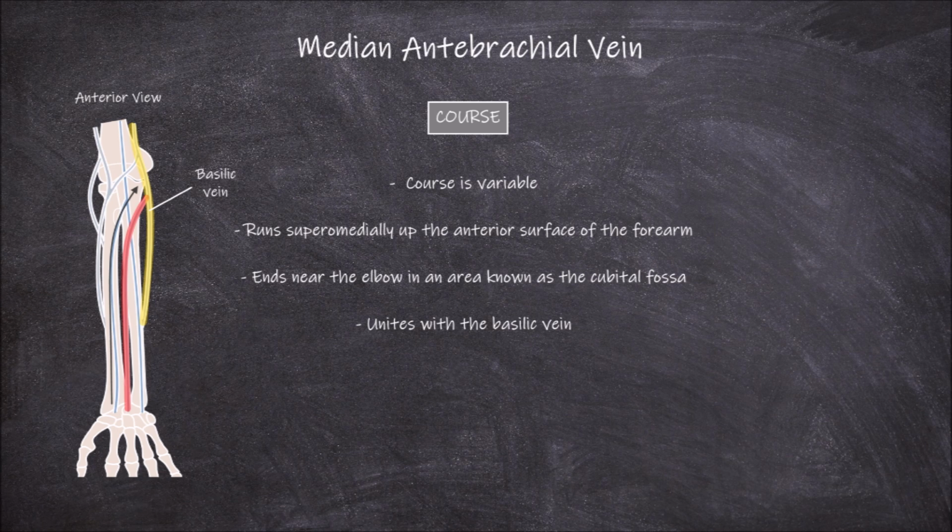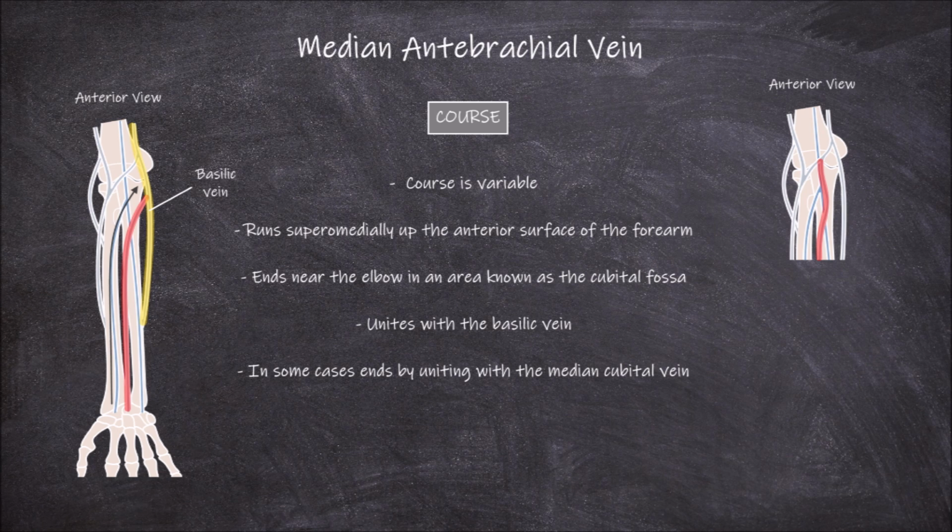The basilic vein can be seen here highlighted in yellow. In some cases, this vein may end by uniting instead with the median cubital vein as seen here. The median cubital vein is a small vein which can be seen here highlighted in blue.